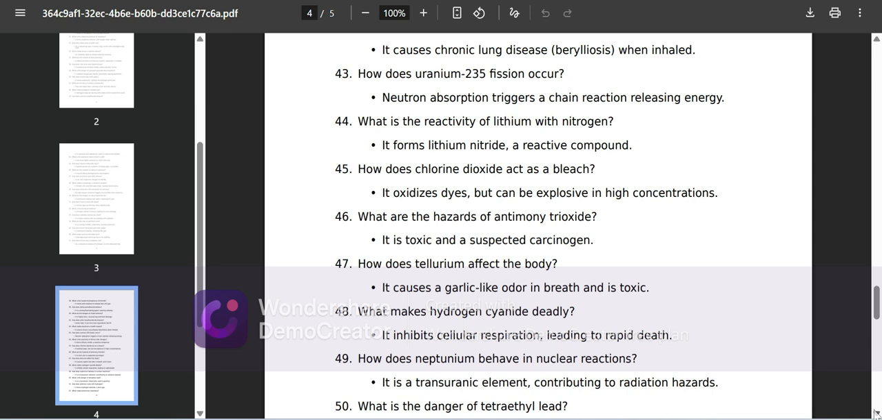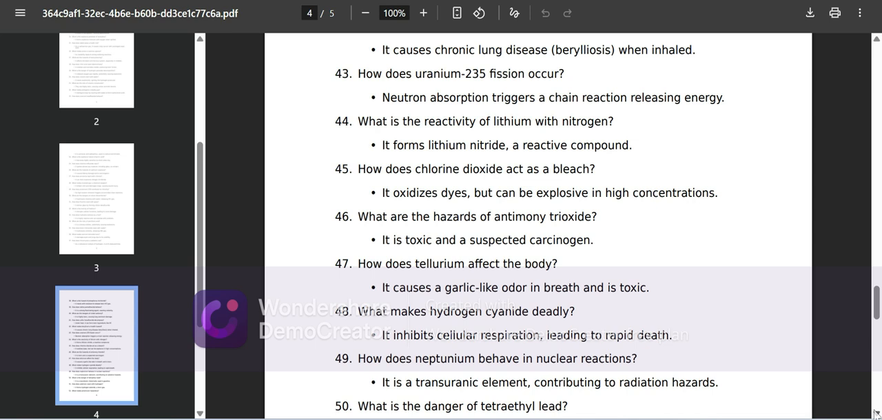What are the hazards of antimony trioxide? It is toxic and a suspected carcinogen. How does tellurium affect the body? It causes a garlic-like odor in breath and is toxic.